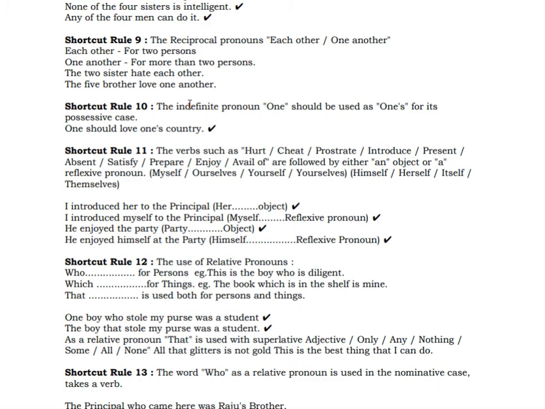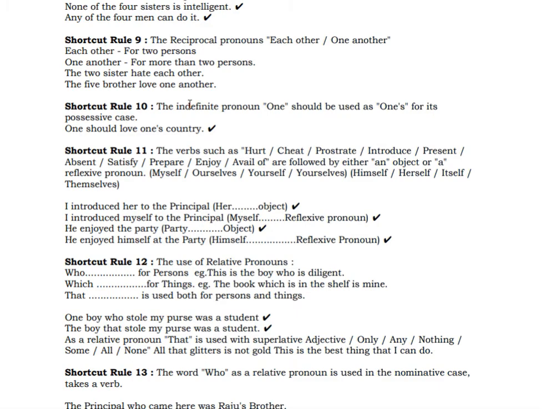Rule number 10. The indefinite pronoun one should be used as one's for its possessive case. This is a very, very important rule. Remember that when one comes, you should not use his, but in the examination, they will purposely give his or her. It should always be one's. One should love one's country. And this example quite often comes in the examination. Okay. So remember this rule. Whenever one comes, what should be the pronoun form? It should be one's only.